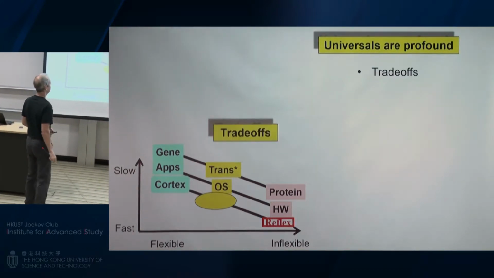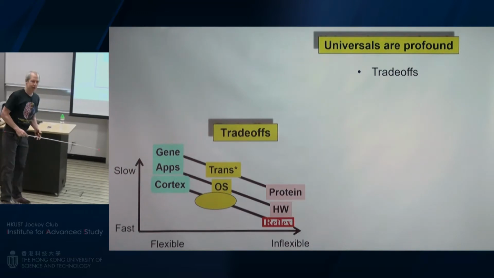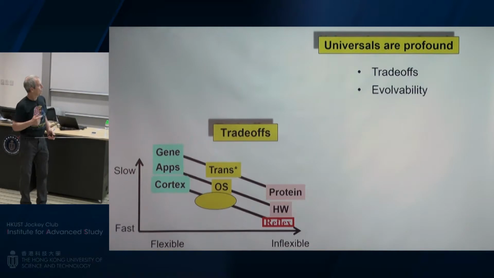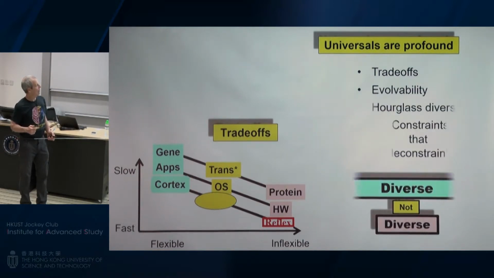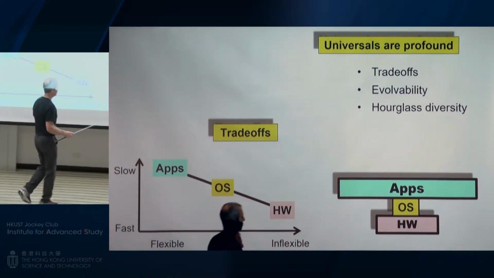So the universals here are really profound. There are these trade-offs, and the dominant trade-off is speed versus flexibility. That's the big one. Massive evolvability enabled by this thing called hourglass diversity. What do I mean by hourglass diversity? Here's an example.